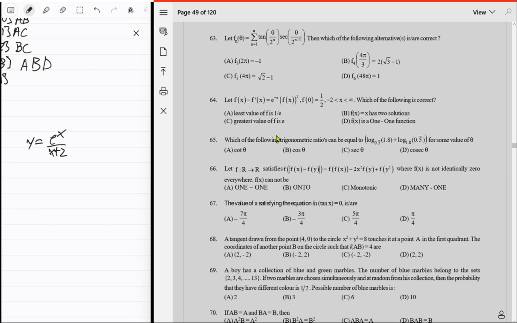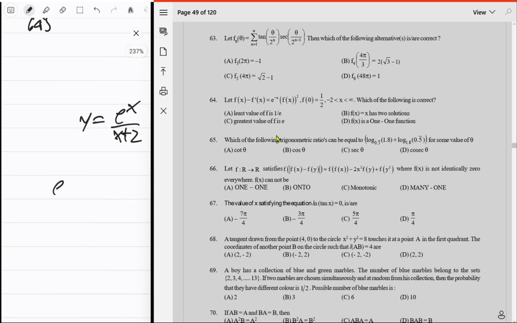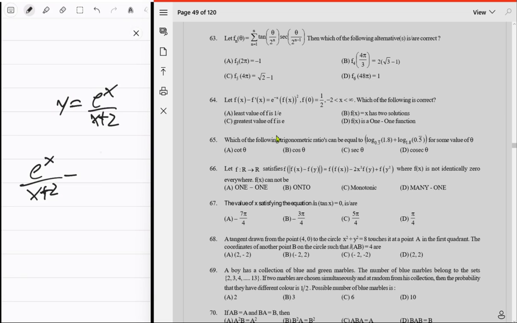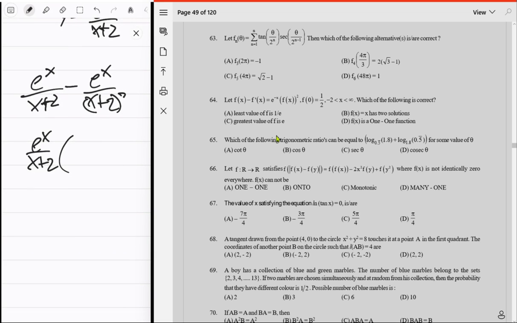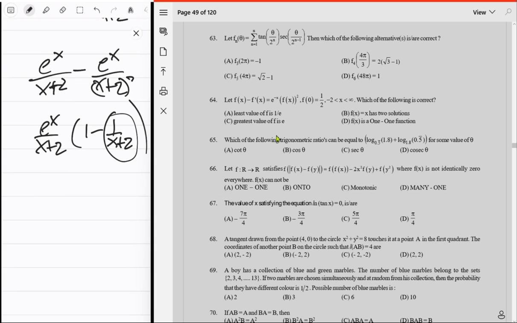Okay, in that range, what will our least value be? What was its derivative? That is e power x upon x plus 2, and then negative e power x upon x plus 2 whole squared, right? Well, nothing else because that 1 comes, which means e power x upon x plus 2 times 1 minus 1 upon x plus 2. I guess so. So x plus 2 minus 1, just 1 minus 1 upon x plus 2. This thing is just some positive quantity. We don't care what this thing is, right? And this is always going to be positive.